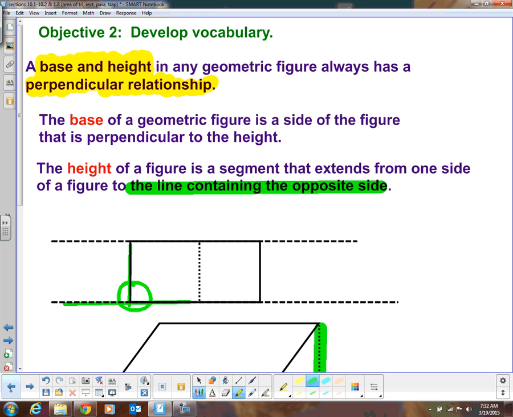So let's look at your investigation. Who's got the investigations? I think I have them in here. All right. So we are going to look at, did I put them in here? Maybe not. 45. All right.